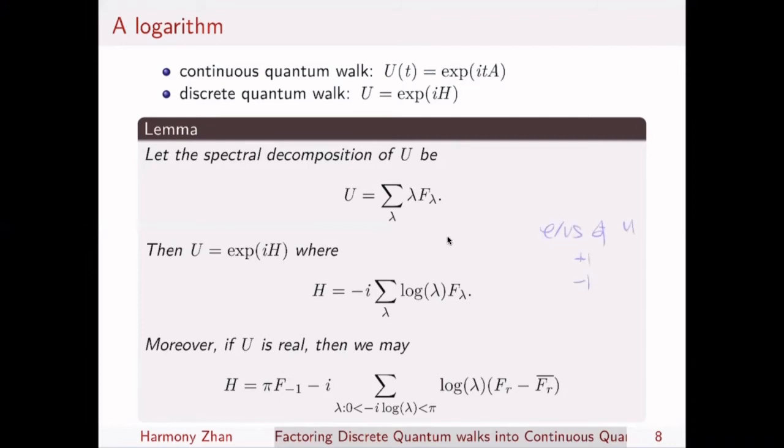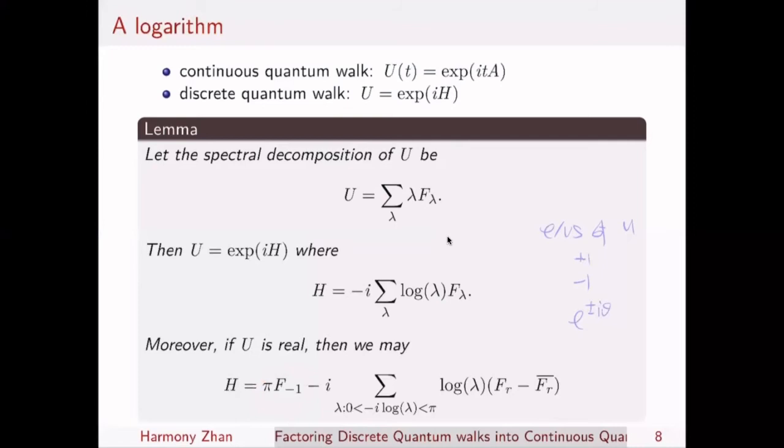+1, -1, so e to the plus minus I theta. Okay. So how do I translate into my edge matrix? Well, the logarithm of 1 is 0, right? So it doesn't contribute any term to edge. The logarithm of -1 is I pi, and that explains this term here.